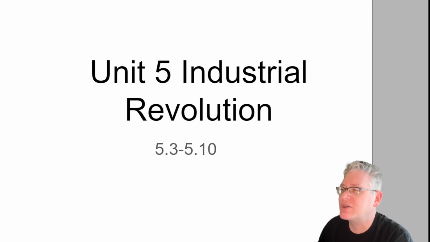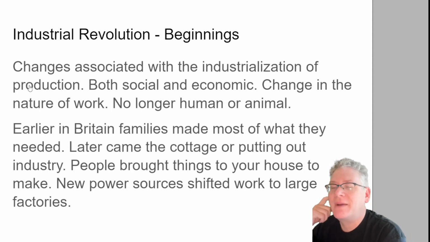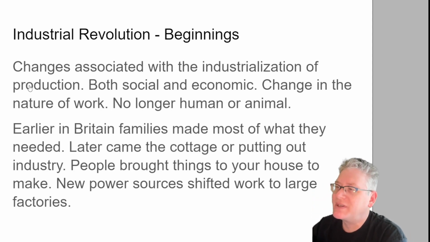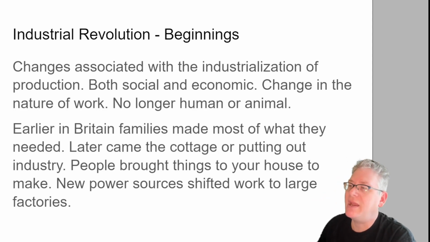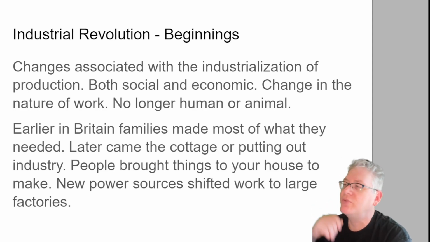Unit 5, Industrial Revolution. This is 5.3 to 5.10, which is also hilarious. All right, let's check it out. So first off, Industrial Revolution beginnings here. These are changes associated with the industrialization of production. All right, both social and economic, a change in the nature of work, which is no longer human or animal.